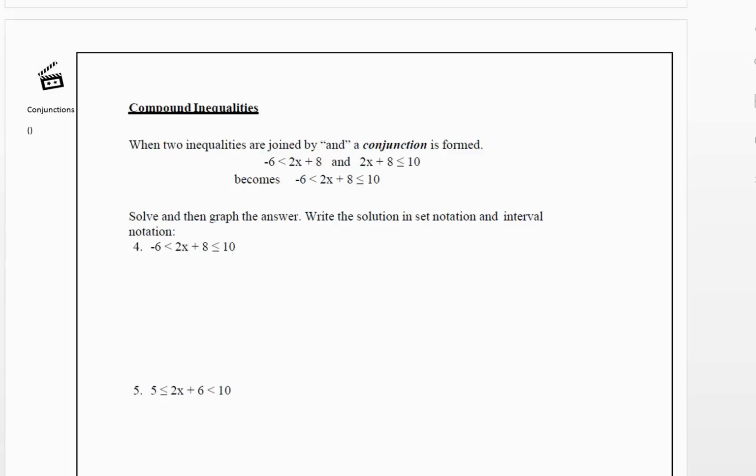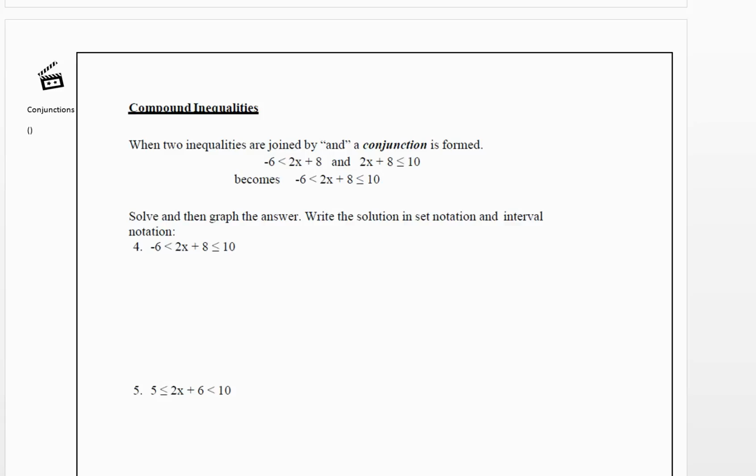The next type of inequalities we're going to talk about are called compound inequalities. This is when two inequalities are conjoined by an "and," meaning we need both inequalities to be true. And we can actually write the whole statement as one statement. So for example, if we want to say -6 is less than 2x plus 8 and 2x plus 8 is less than or equal to 10, we can write it as one statement here: -6 is less than 2x plus 8 and is less than or equal to 10.